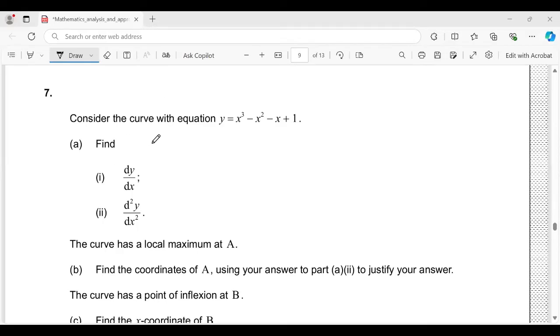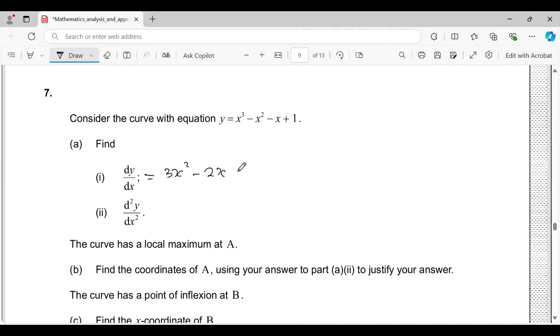Seven, consider the curve with equation y equals x cubed minus x squared minus x plus 1. Find dy/dx and the second derivative. So first derivative and second derivative. Okay. So the first derivative equals 3x squared minus 2x minus 1. And the second derivative, 6x minus 2.